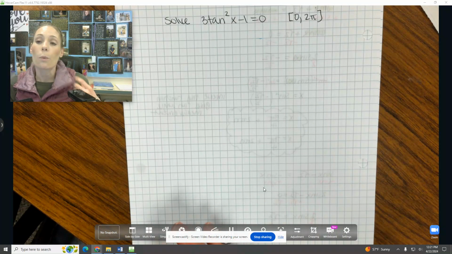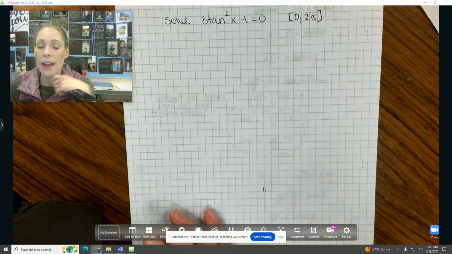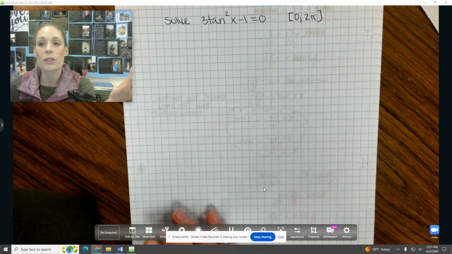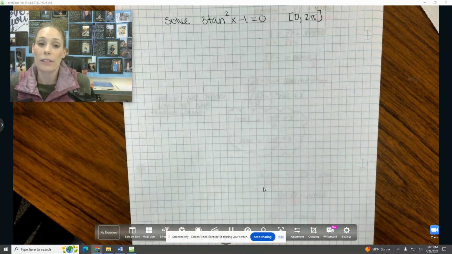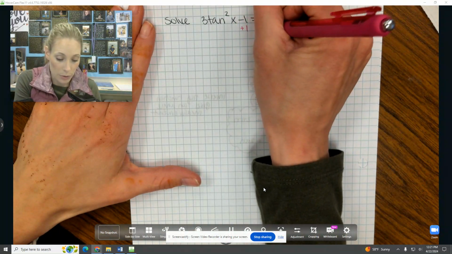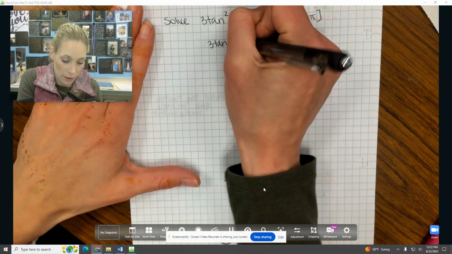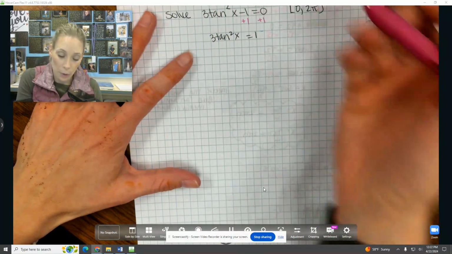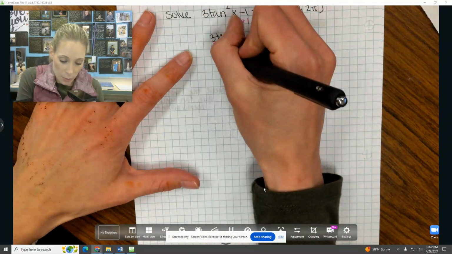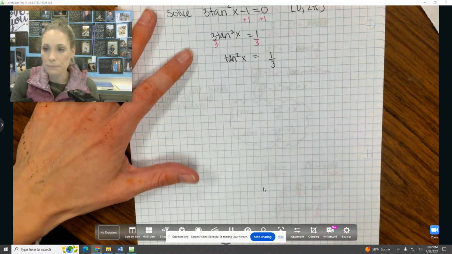What I notice is I only have one trig function, which is great. And I actually only have one term with that trig function. If I only have one term with an x in it, I just want to start peeling things away from x. So the first thing we should do is add 1 to both sides. And so we're going to have 3 times tangent squared of x equals 1. We're going to divide by 3 on both sides. And so we're going to have tangent squared of x equals 1/3.